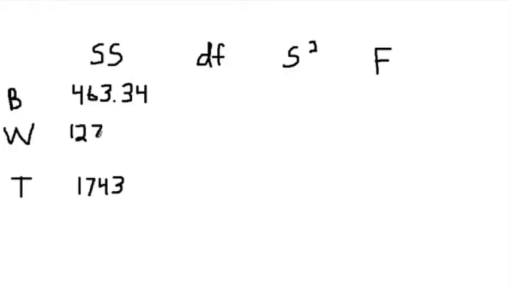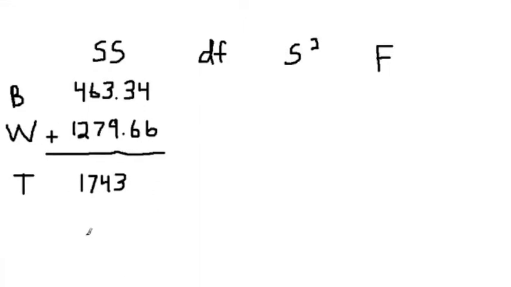So we're going to bring that number over to our table, enter it in, and the lovely trick with this table is we can add straight down. Does 463.34 and 1,279.66 add up to be 1,743? Yes, so that means we can move on. So now degrees of freedom.